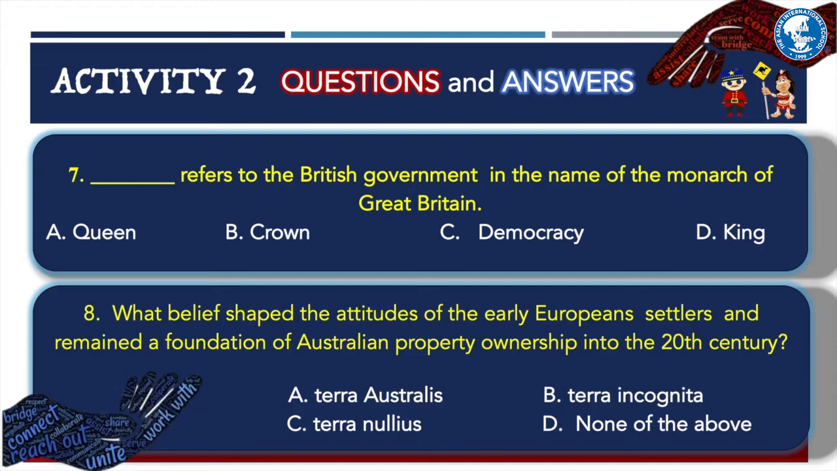Okay, so let's check. Crown refers to the British government in the name of the monarch of Great Britain. So the correct answer is, okay, letter B, crown. Okay, next. What belief shaped the attitudes of the early European settlers and remained a foundation of Australian property ownership into the 20th century? Correct answer is letter C, terra nullius, or land belonging to no one.